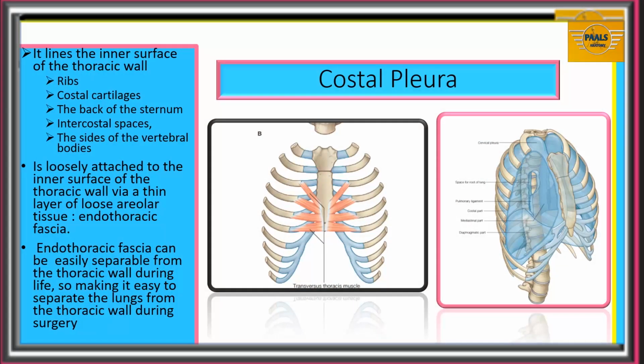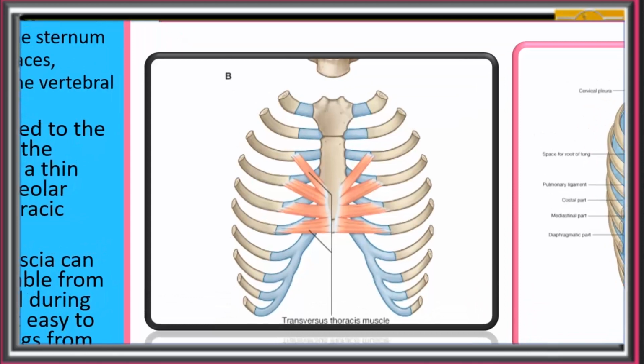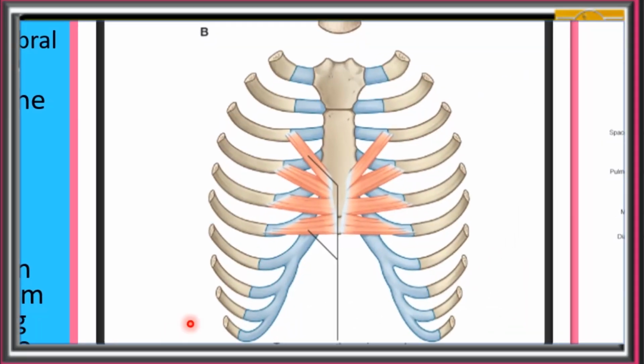We will start with the costal pleura. The costal pleura lines the inner surface of the thoracic wall, the ribs, the costal cartilages, the back of the sternum, the intercostal spaces, and the sides of the vertebral bodies.